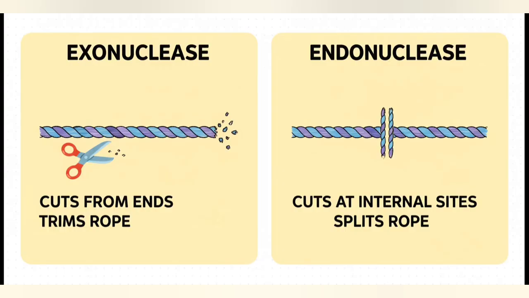But of course, not all cuts are the same. Check this out. Exonucleases, they can only snip away at the very ends of a DNA strand, kind of like trimming a frayed rope. But endonucleases, these are the real game changers. They can cut anywhere in the middle of the rope. And being able to make that precise internal cut, that is what makes modern genetic engineering possible.